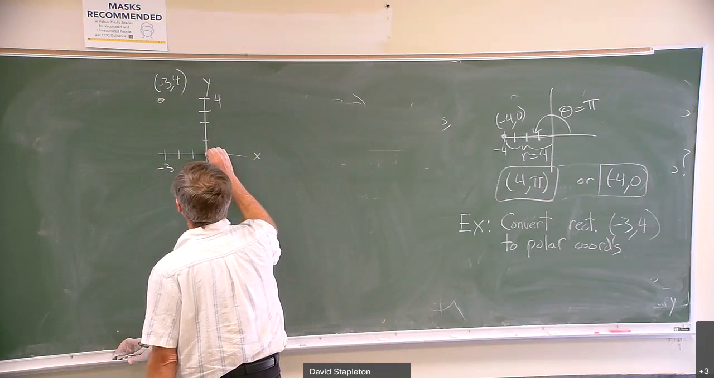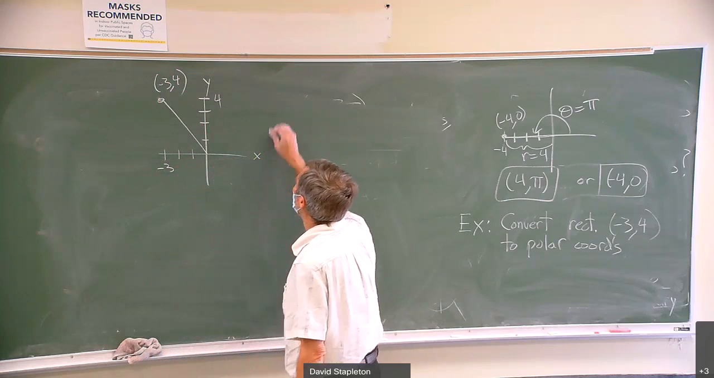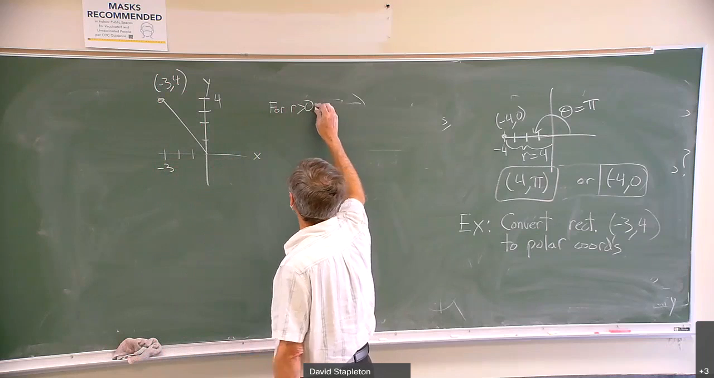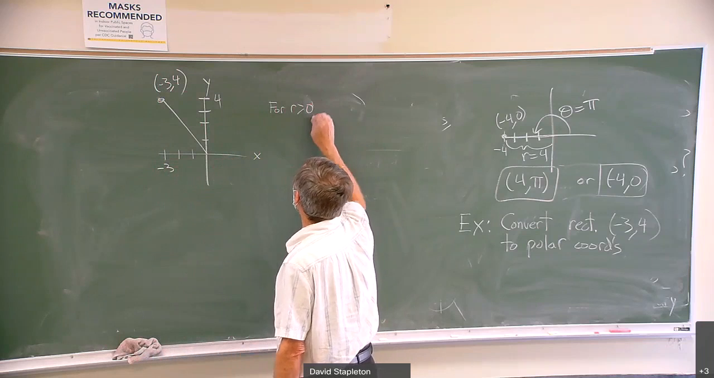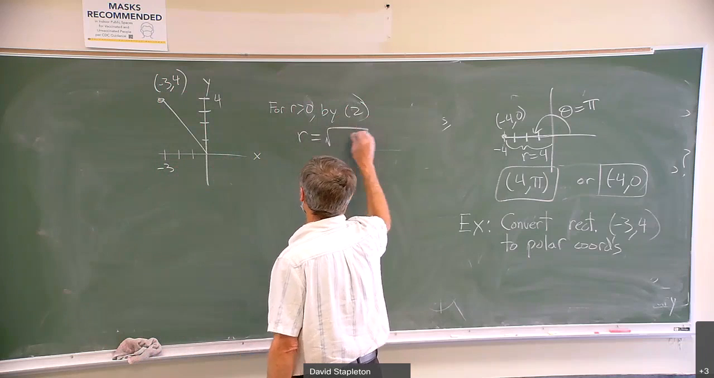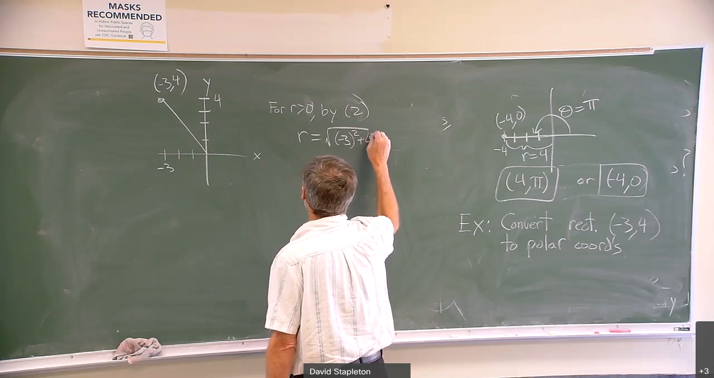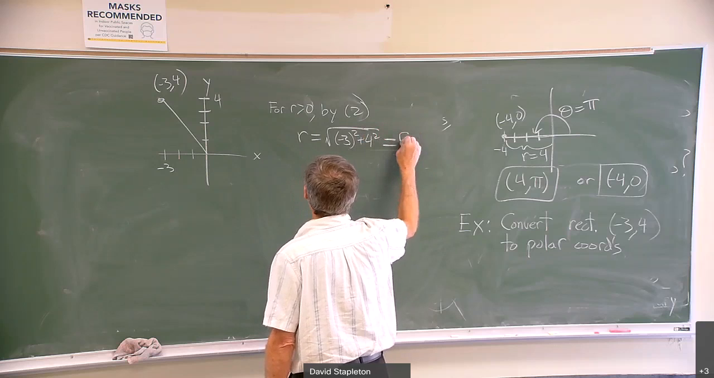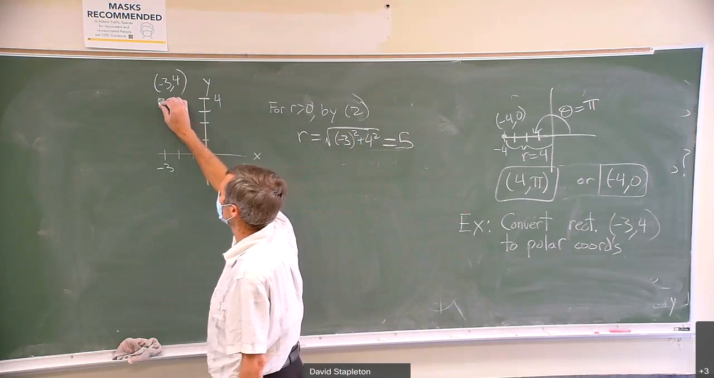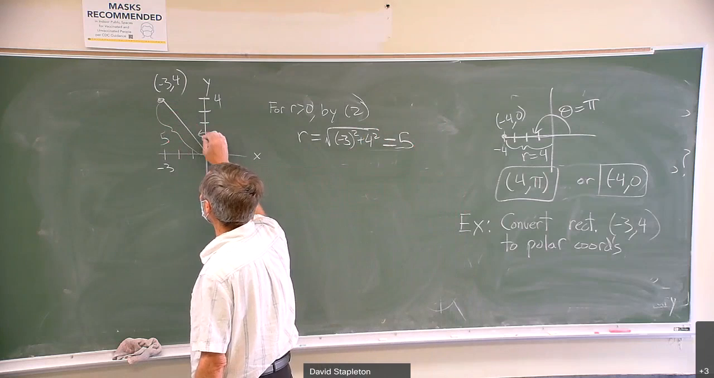So just to be simple, let's choose r to be positive. What is r? For r greater than 0, by equations 2, we know that r is the square root of x squared plus y squared. The square root of minus 3 squared plus 4 squared, and the square root of 25 is 5. This point is 5 units from the origin. Now, what's the angle? That's the hard part.